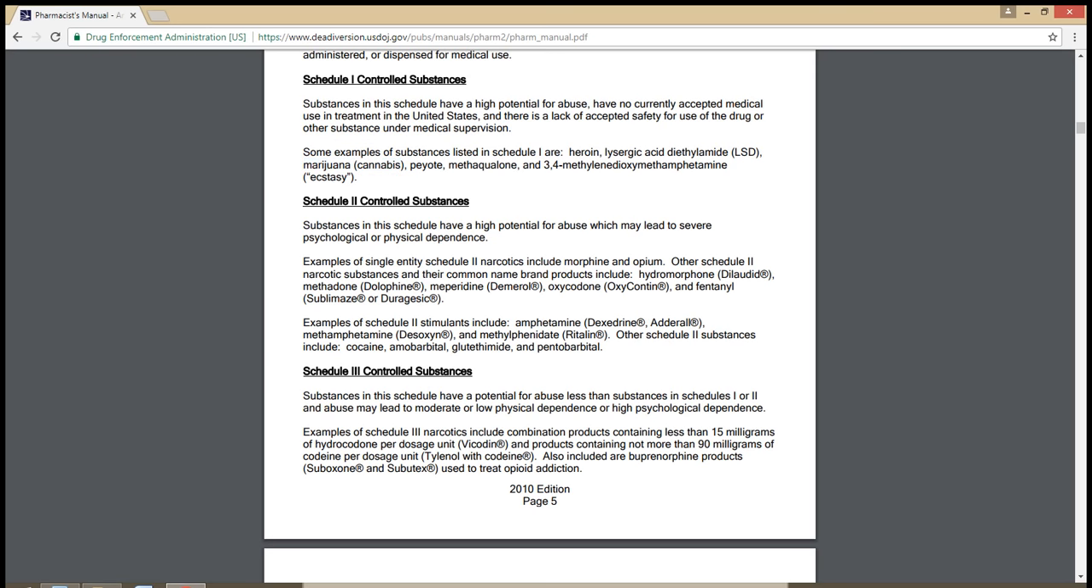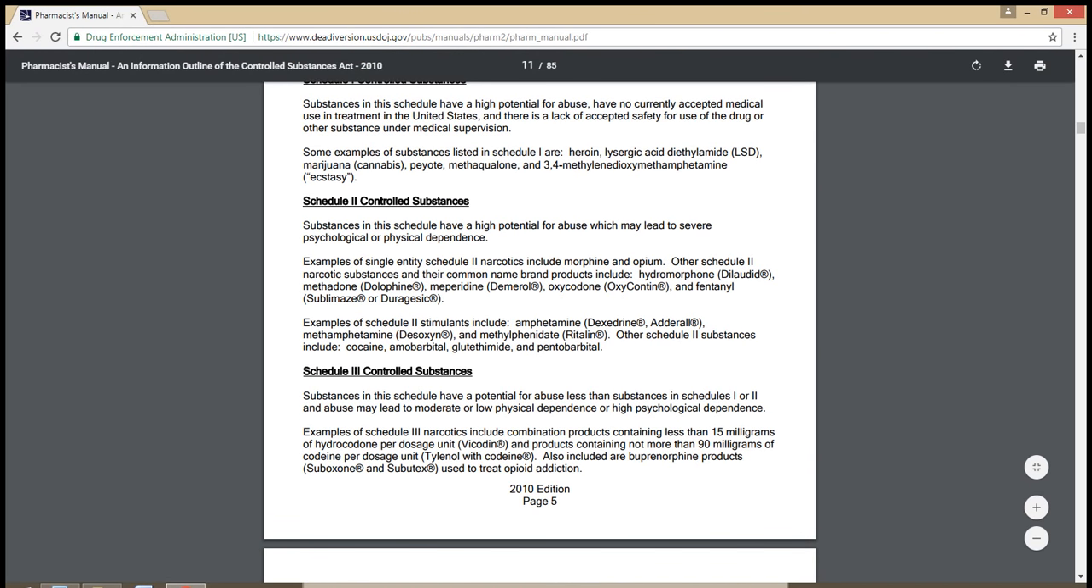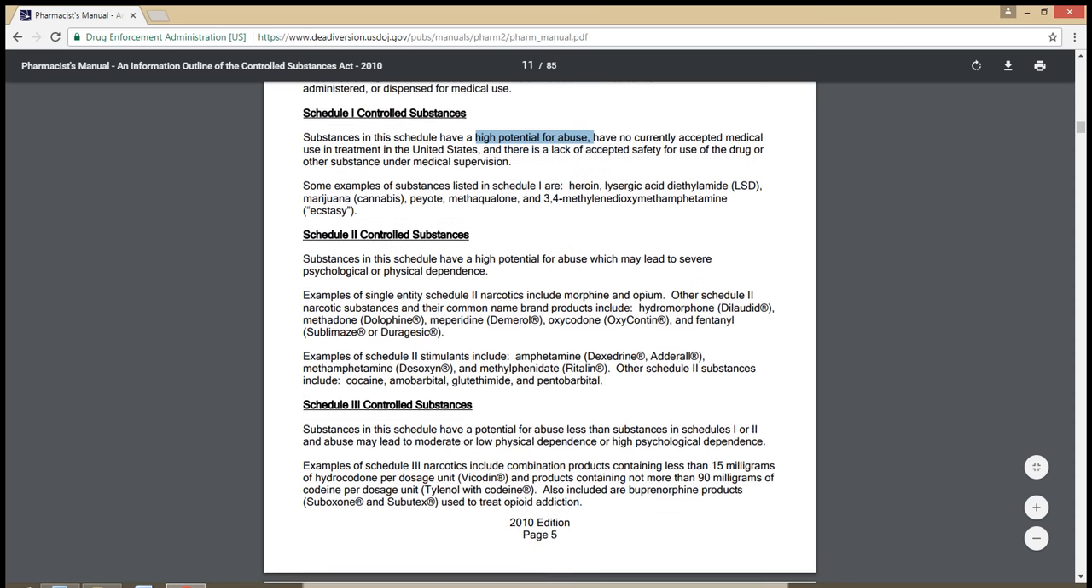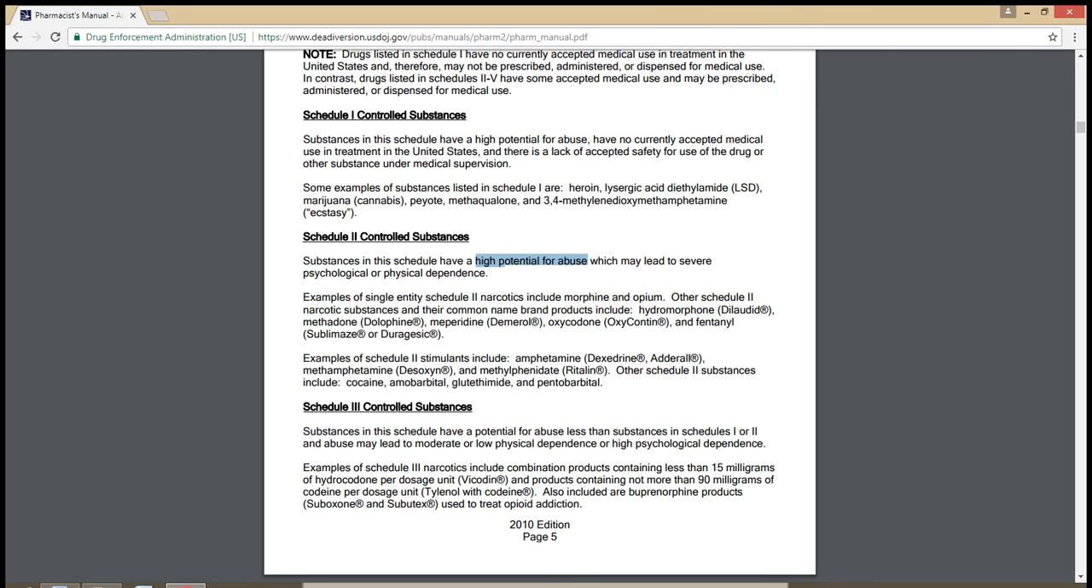And then you go down to Schedule 2. Schedule 1 has a high potential for abuse, and Schedule 2 says high potential of abuse as well. So it has the same high potential of abuse, but Schedule 2 medications are used medically for treatment. And it's good to know that Schedule 2 medications are further divided into narcotics and stimulants. All right, so Schedule 2 medications are not all narcotics. Some of them are narcotics and some of them are stimulants. So you want to know that.